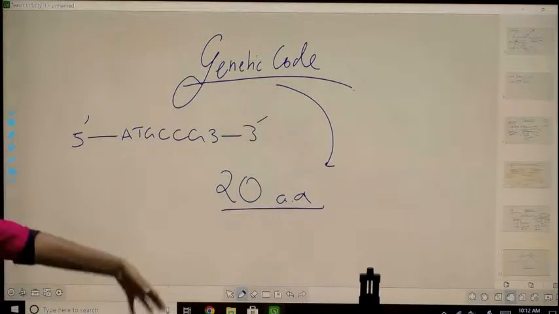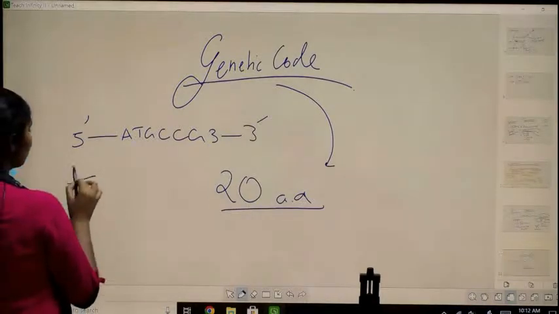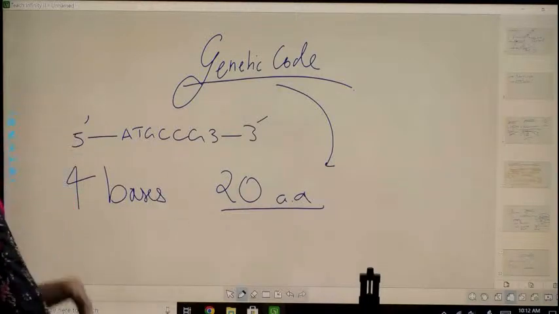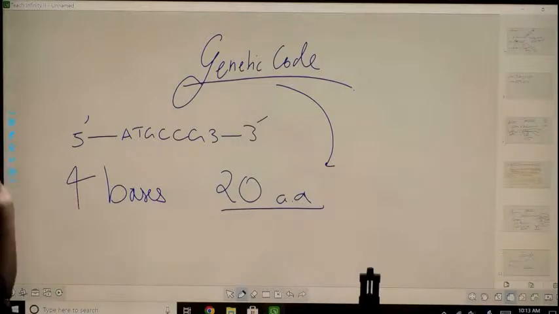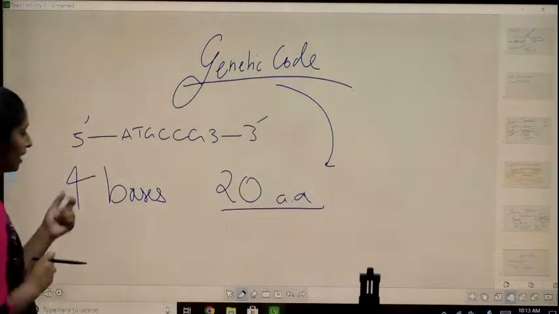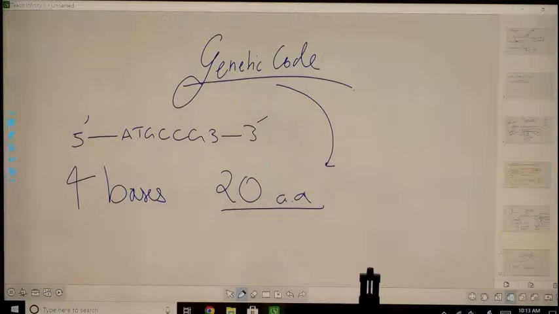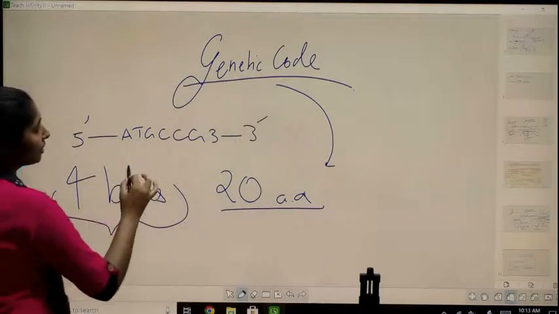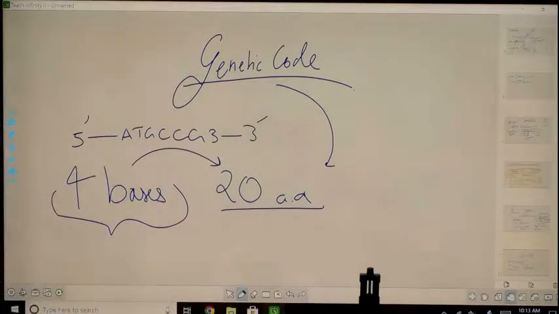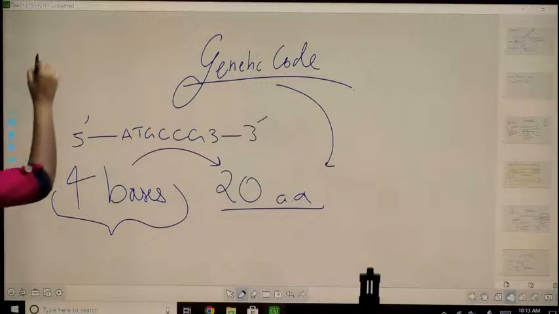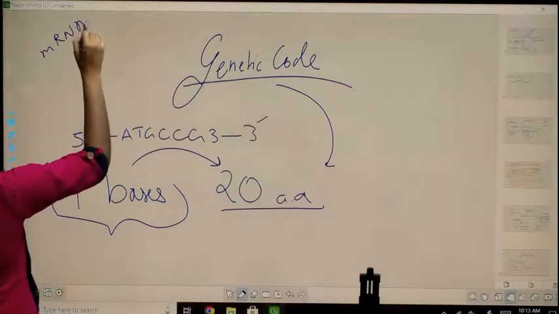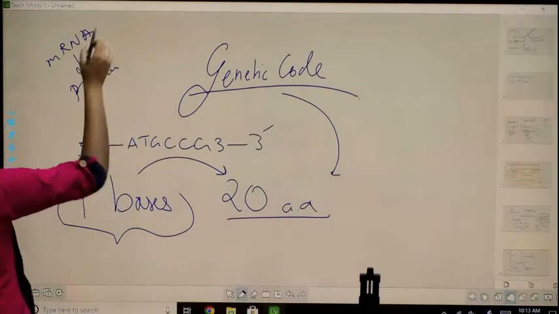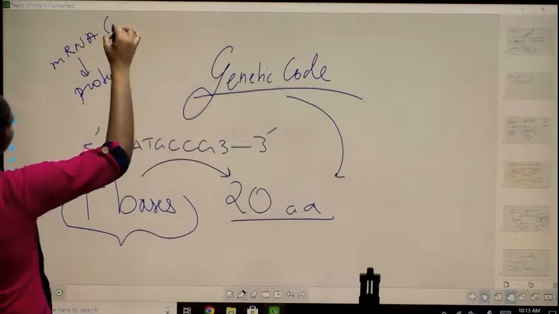We have 20 standard amino acids. And how many bases do we have? We have 4 bases, right? So a physicist, Gamow, hypothesized that if there are 20 amino acids and there are just 4 basic bases in our DNA, then a combination of these bases would be responsible for coding of the 20 amino acids, right? Why? Because we know that mRNA is going to code for a protein, right? And in mRNA, what is there? There are nucleotides.